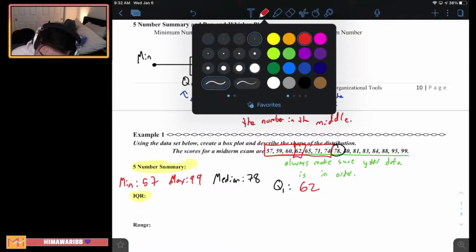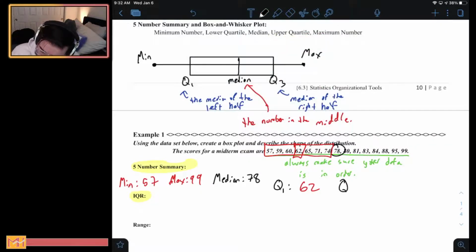So how about you, real quick, tell me what Q3 is. We have 1, 2, 3, 4, 5, 6, 7 numbers on the right. So 3 on the left, 3 on the right here. 84 is smack dab in the center. So that's Q3.